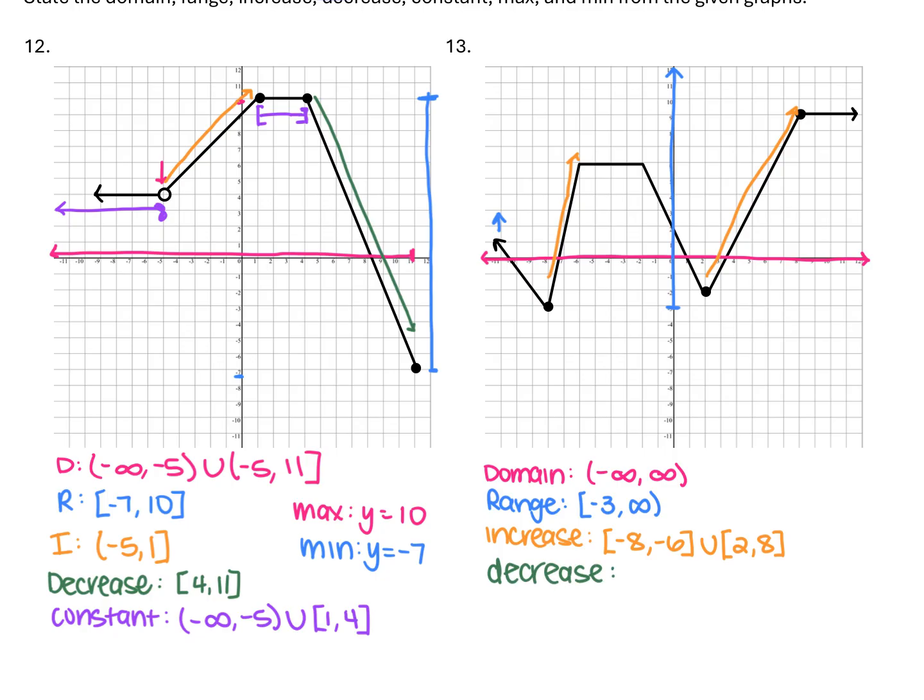For your decrease, you have 2 of those as well. One that goes from negative infinity up to -8, and the other that goes from the -1 to the 2. So your decrease is going to go negative infinity, comma, -8, close bracket, with a union, open bracket, -2, comma, 2. Is that -2? Yeah, that's -2.